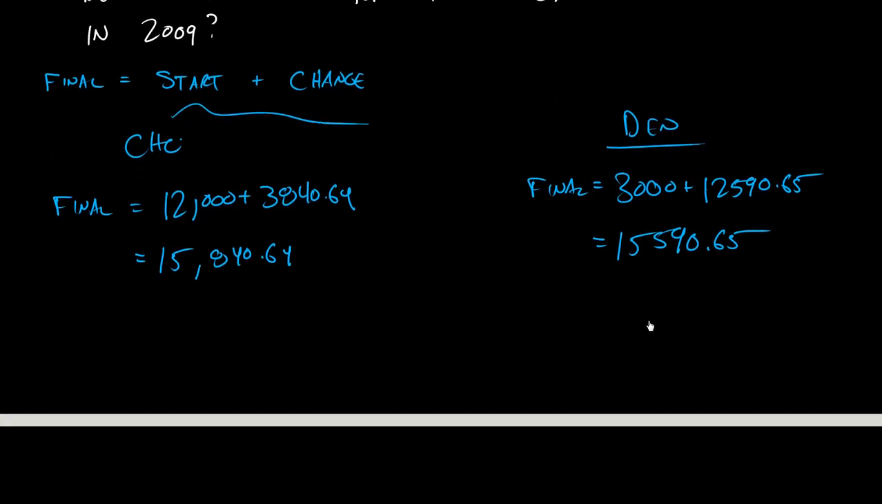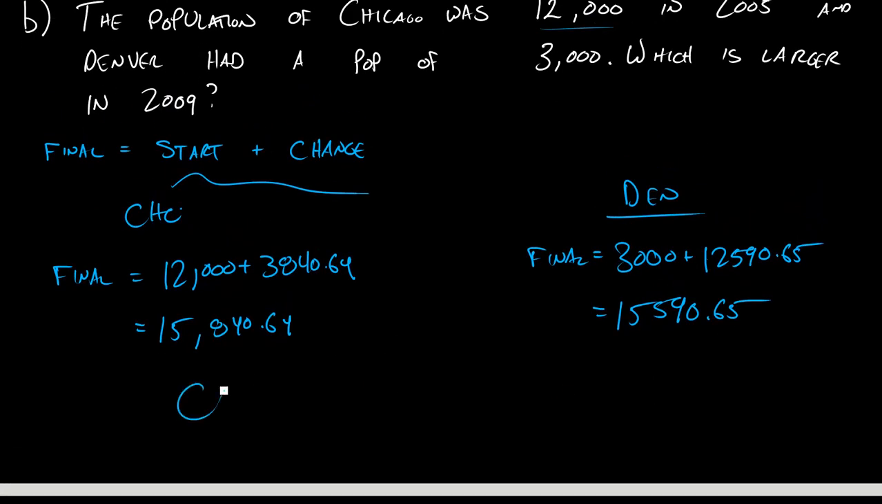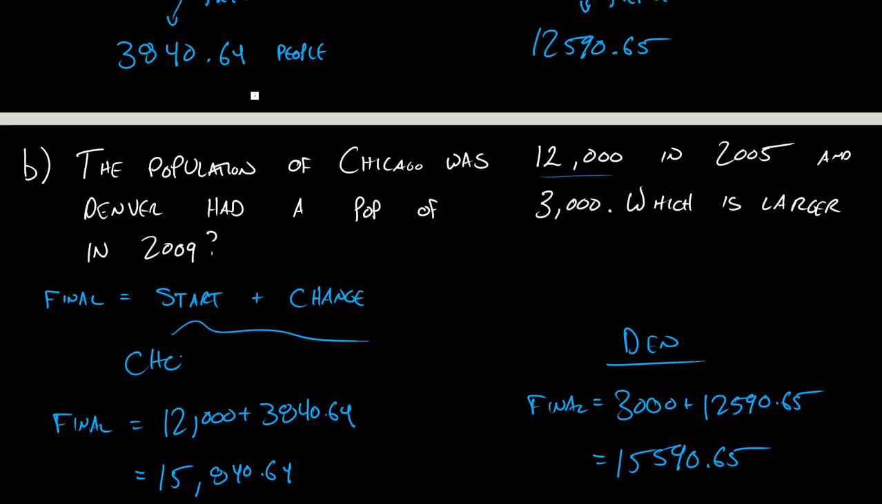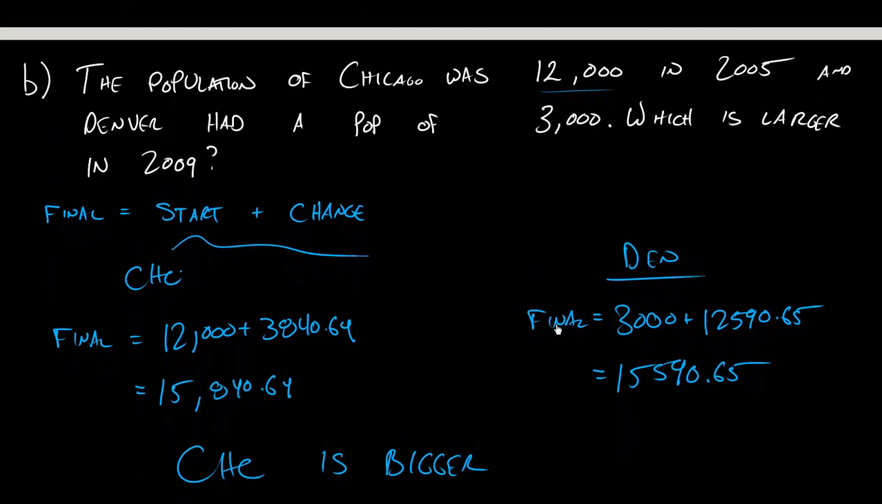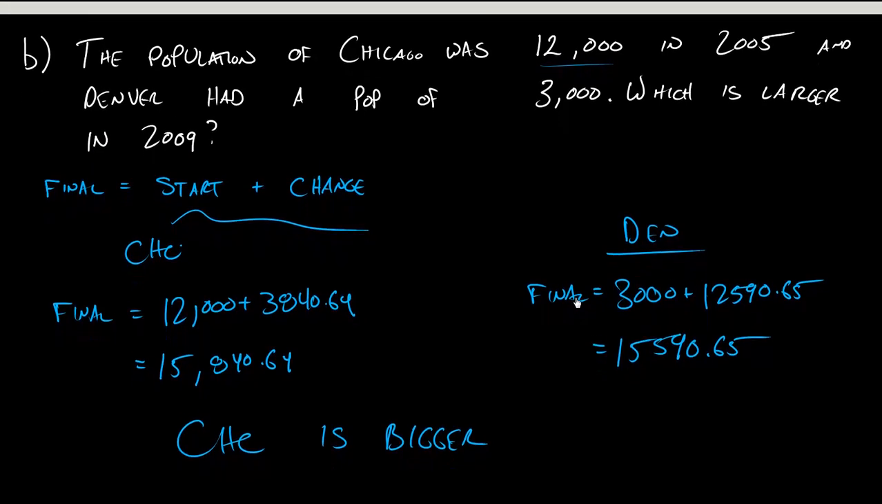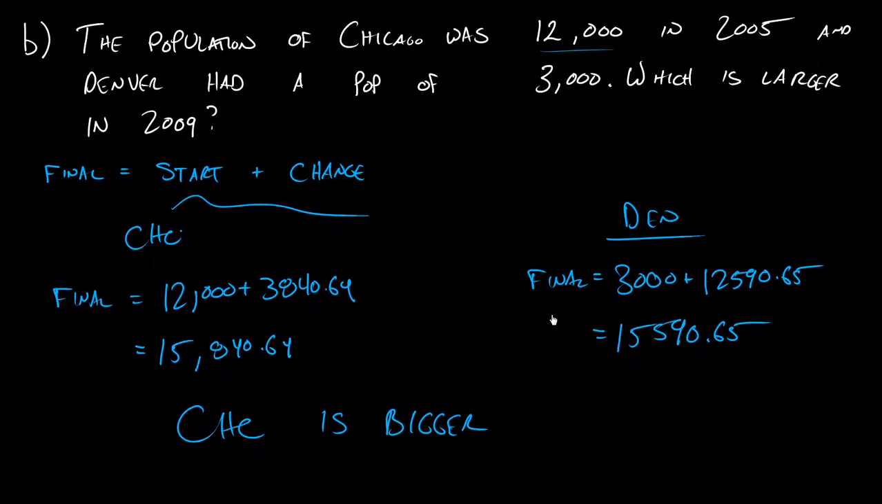15,590.65. So which one is bigger? Chicago is bigger, even though it grew way less, right? Chicago grew way less, but Chicago proves to be the bigger and better city.